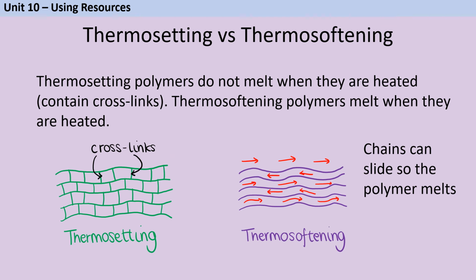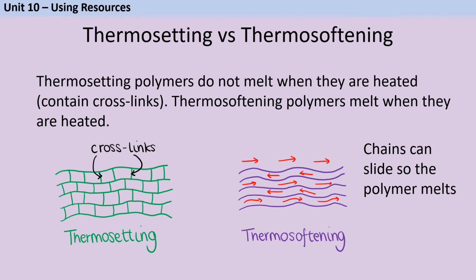Now, completely separately from that, you need to know about thermosetting and thermosoftening polymers, and I really want to emphasise this is a different part of the specification. So in thermosetting polymers, we don't just have these branches that are keeping the chains further away from each other. We actually have covalent bonds between one chain and the next, and we call these crosslinks.